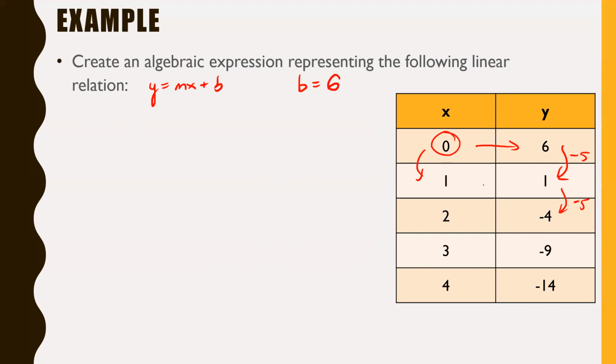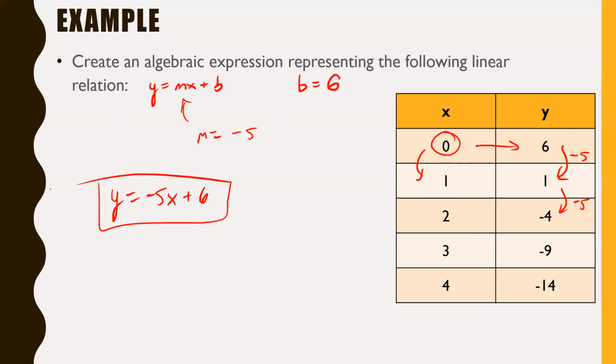I'll spare us the trouble of using that big formula again because I think you're probably already sick and tired of this. I'm sick and tired of myself doing it, so I imagine you are too. But anyway, I can see clearly that m is negative 5. So since m is negative 5 and b is 6, y equals negative 5x plus 6. Done, right? Cool thing about this one is your slope is negative, right?